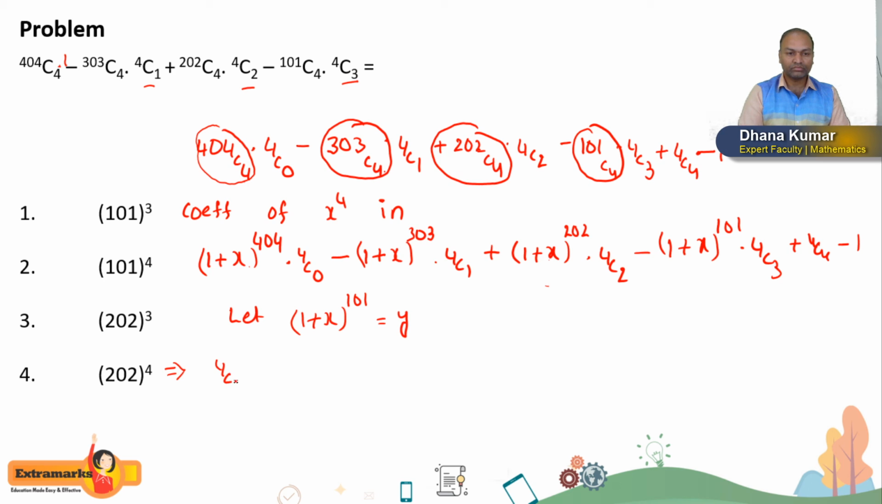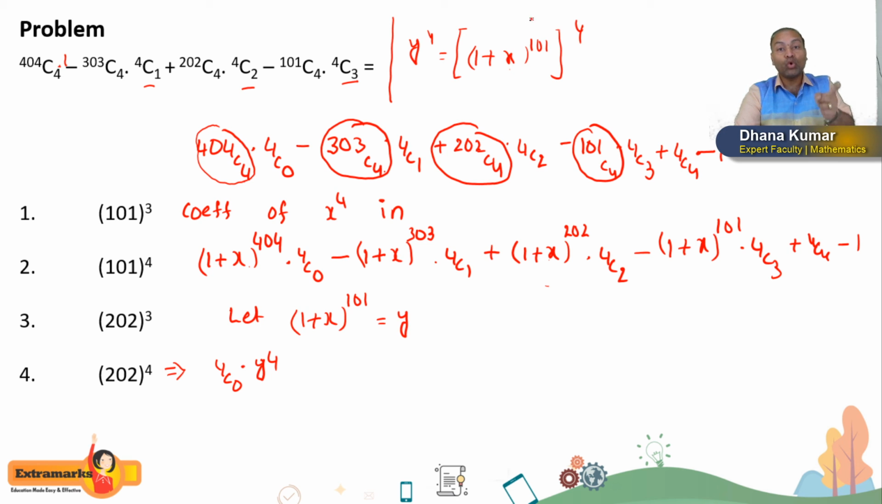4C0 into this part will be what? Y power 4. Is it correct or not? Just you see here, I am writing rough calculation. Y power 4 is equal to (1 plus x) whole power 101, whole power 4. Correct or not? Right. What is the formula for x power m whole power n? X power mn. 4 into 101 is what? 404. Satisfies? Right.